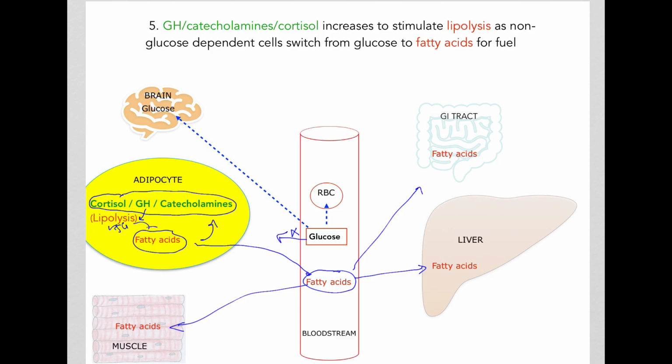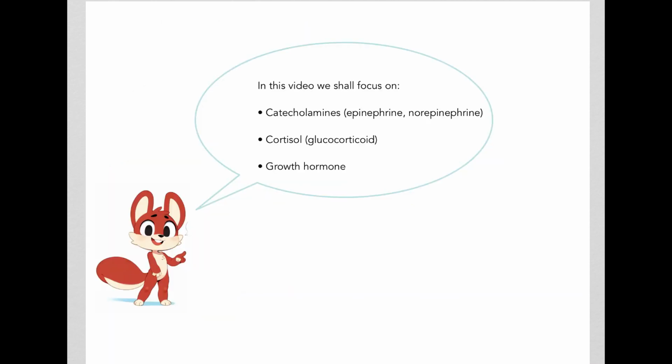So this will now allow the glucose to be used by the brain, the red blood cells, as well as the other glucose-dependent cells, while the non-glucose-dependent cells, such as your adipocytes and muscles, will start using fatty acids as fuel during starvation. In this video, we shall focus on the role of catecholamines, cortisol, as well as growth hormone during starvation.